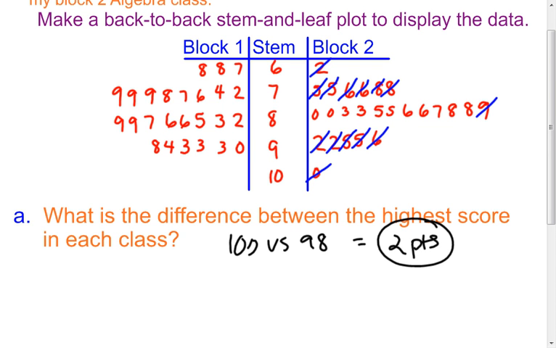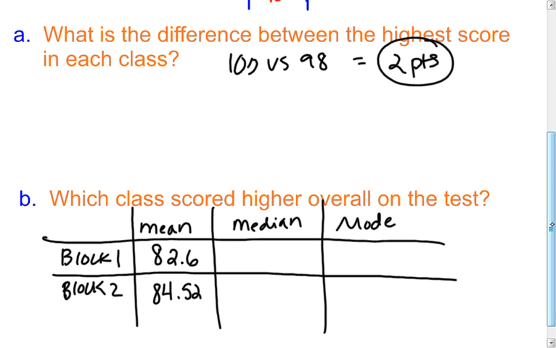But be careful because you want to make sure you're grabbing it from each end. So I'm crossing off smallest, biggest, smallest, biggest, smallest, biggest. Here would be my median, which would be 85 for block 2. Okay.